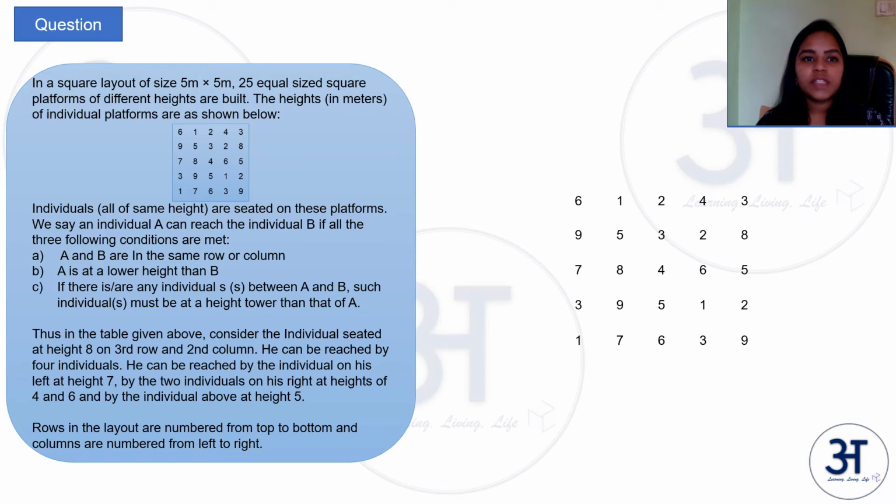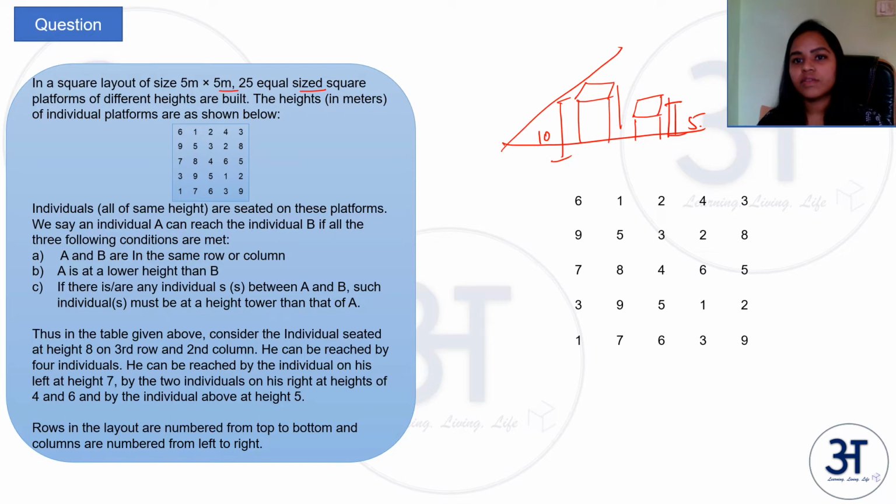In a square layout of size 5 by 5, 25 equal size square platforms of different heights are built. The heights in meters of individual platforms are shown below. For those who are unable to visualize this, there are these square platforms and they are of different heights. Say this is of height 10, this is of height 5 and so on. They are built in an area which is 5 by 5. So what you see are the top views of those square platforms and their respective heights.